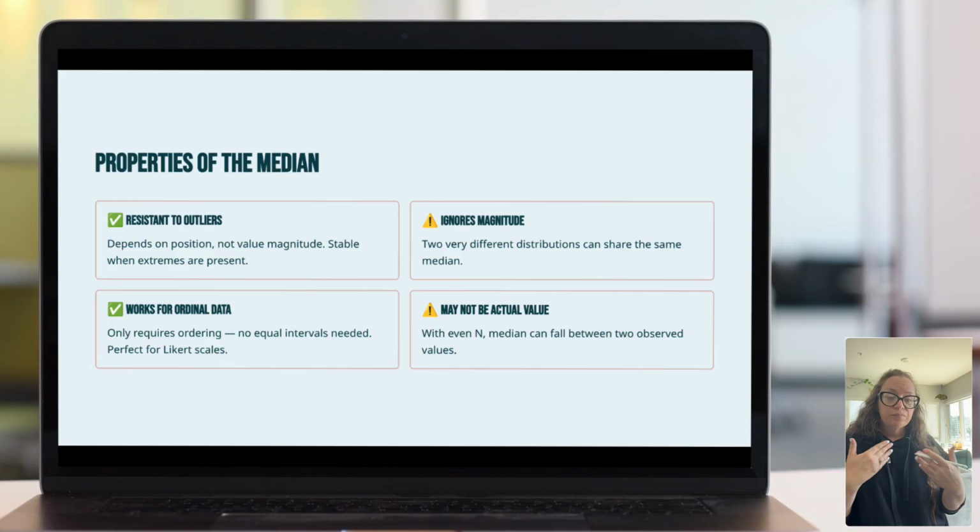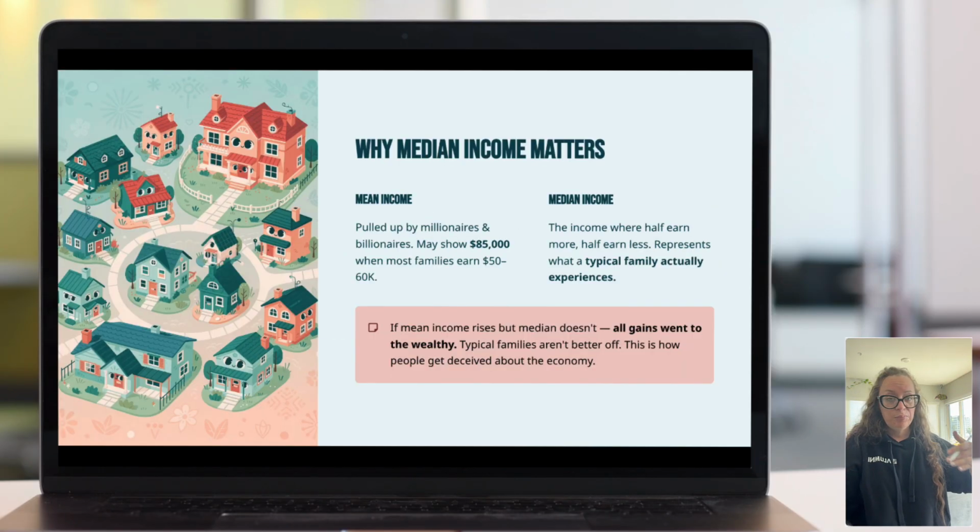Okay. And this has policy implications, right? If a politician reports rising mean incomes as evidence of economic progress, but median income hasn't budged, that means all the gains went to the wealthy, even though it makes it look like everybody is making more money. Typical families aren't better off at all in this scenario. The mean is technically accurate, but substantively it's misleading. This isn't an abstract concern. This is how people get deceived about the state of the economy and whether it's getting better or worse. Okay, so understanding the difference between mean and median is essential for something like informed citizenship.